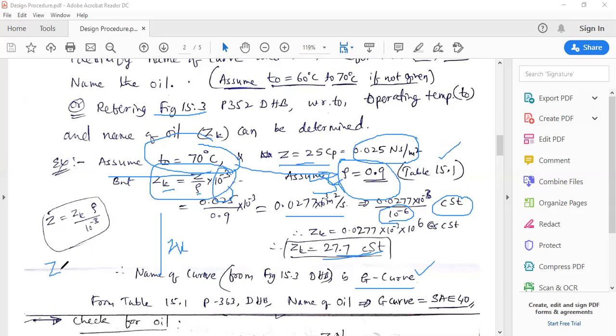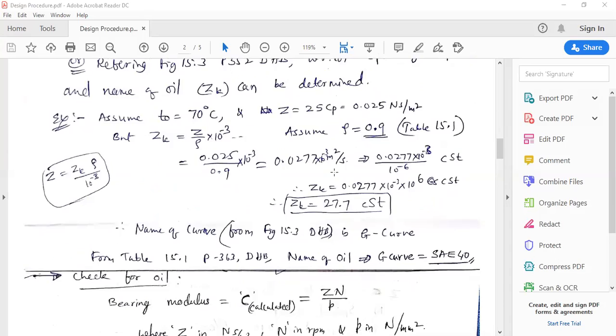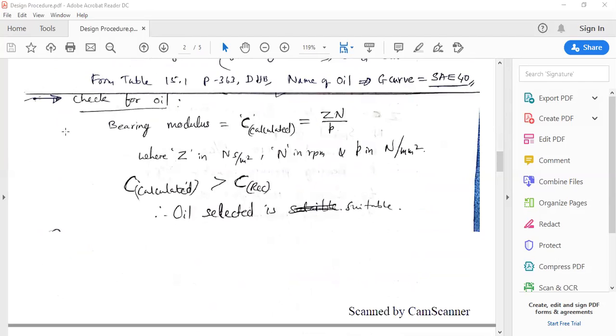The same thing is written here: Z is equal to Zk into rho into 10 raised to 3. Like that also we can mention. This is related to the third step. Once the name of the oil or absolute viscosity is fixed, we have to check whether the oil is suitable or not.